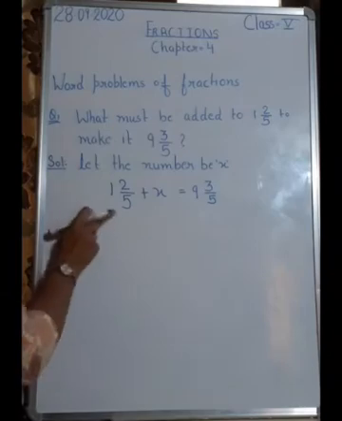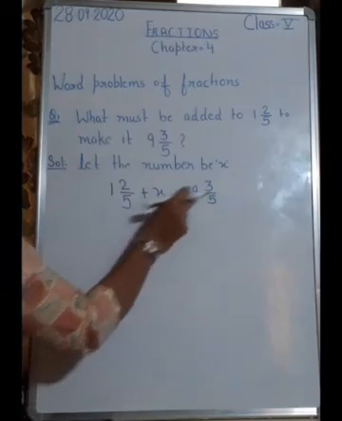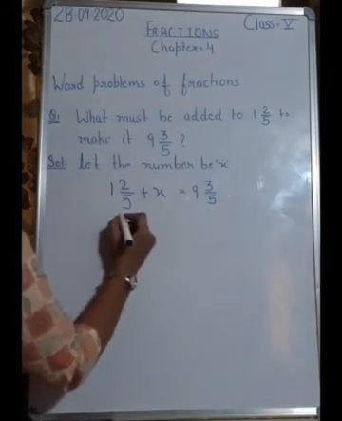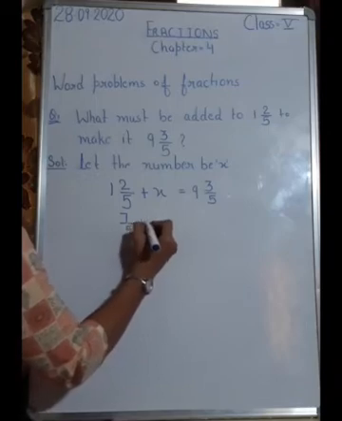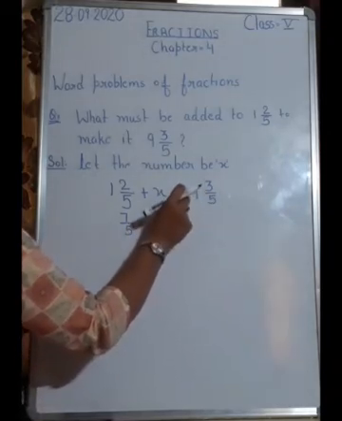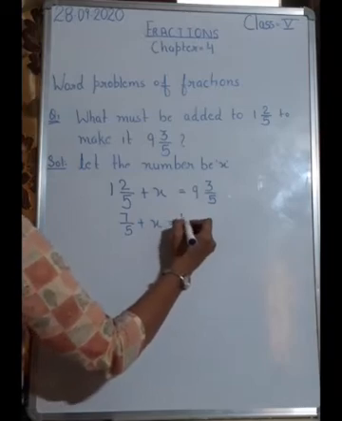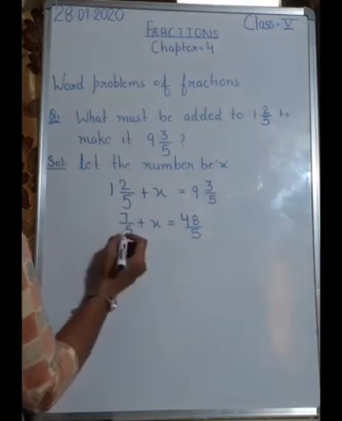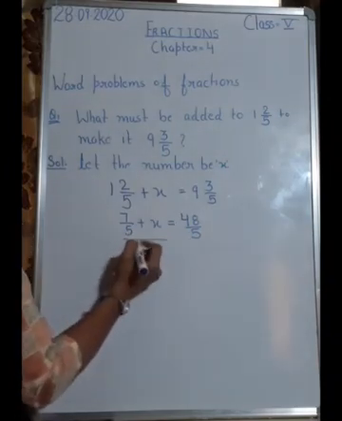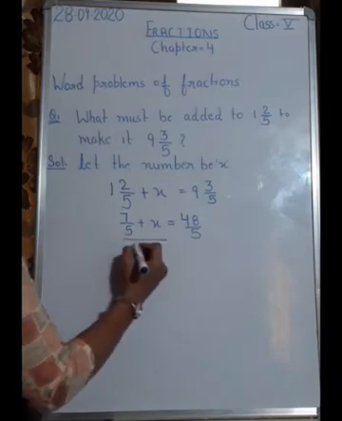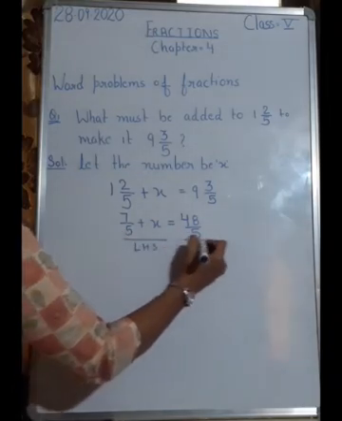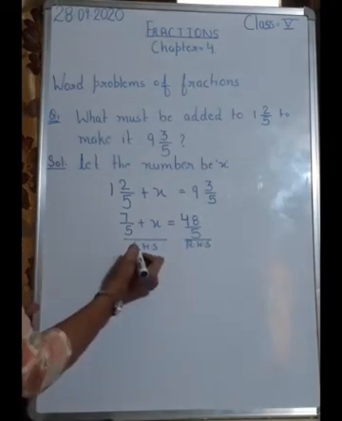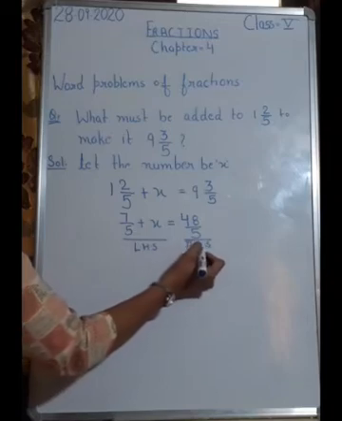Now once you have made this equation, convert the mixed fractions into improper fractions. So 5 ones are 5, plus 2, 7 by 5, plus x, equals 5 nines are 45, 45 plus 3, 48 by 5. Clear? Now the side to the left of equals to is known as the left hand side, and the side to the right of equals to is known as the right hand side. RHS and LHS, left hand side and right hand side.